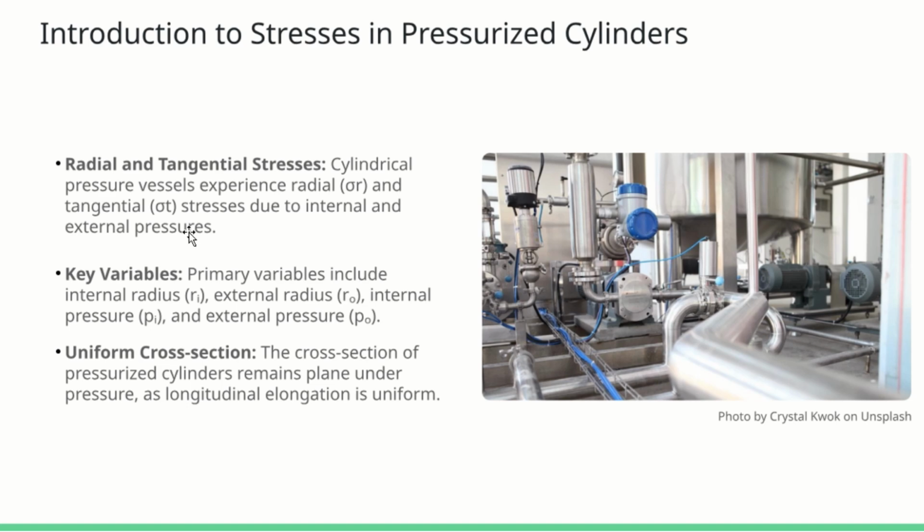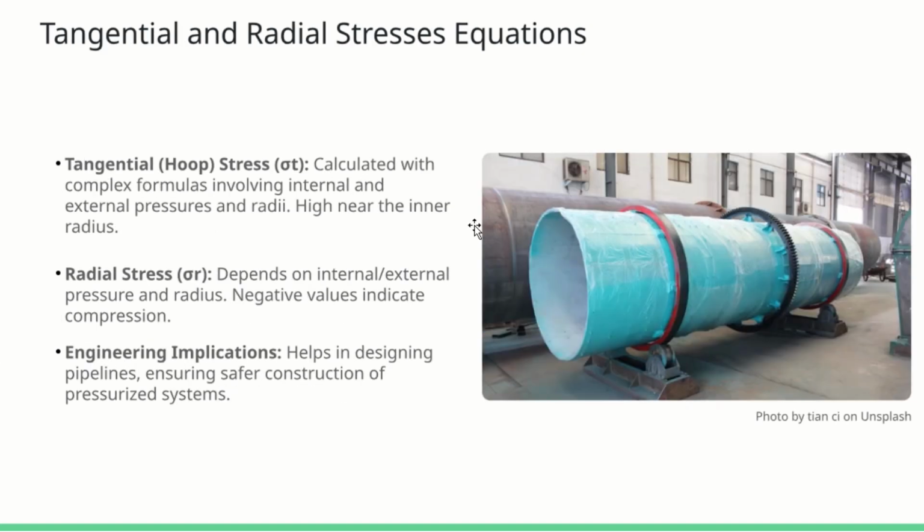That is why you see the gas cylinder is always the same dimension. Same dimension because you want uniform pressure. So, tangential and radial stress equations: tangential hoop stress is calculated with a complex formula involving internal and external pressure. You can see the hoop stress.